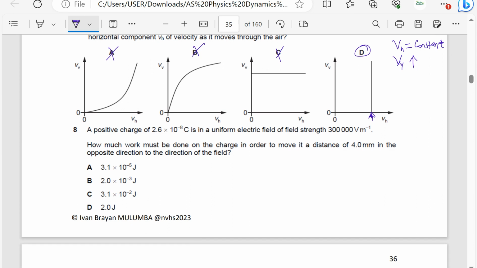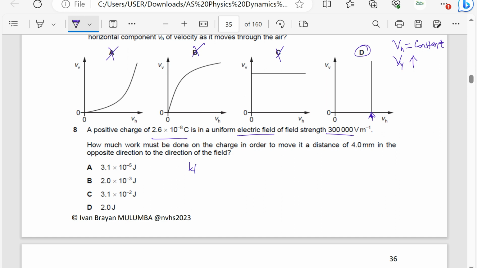A positive charge 2.6 times 10 power minus 8 coulombs is in a uniform electric field of field strength 300,000 volts per meter. How much work must be done on the charge in order to move it a distance of 4 millimeters in the opposite direction to the direction of the field? Of course, electric field is no longer in AS, but I will still answer this for completeness.